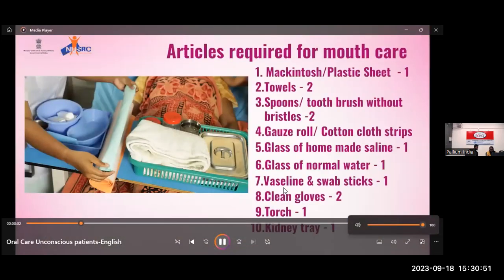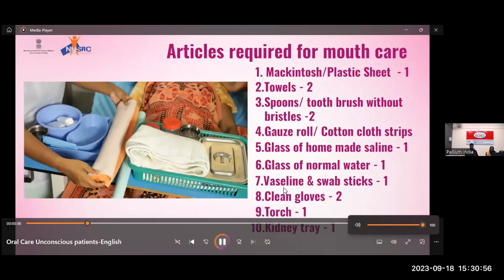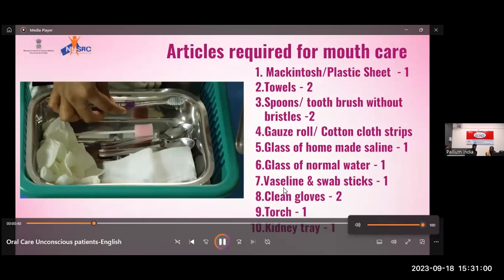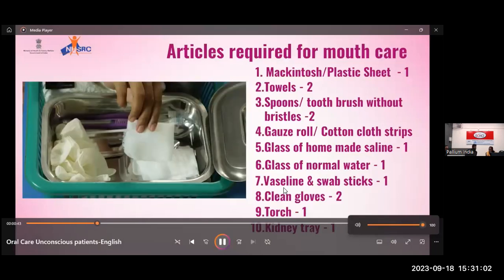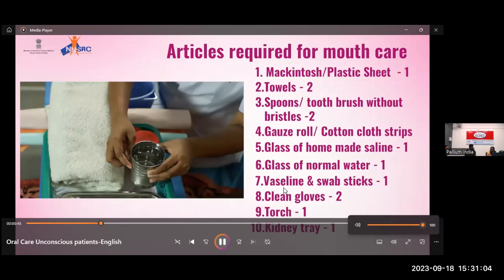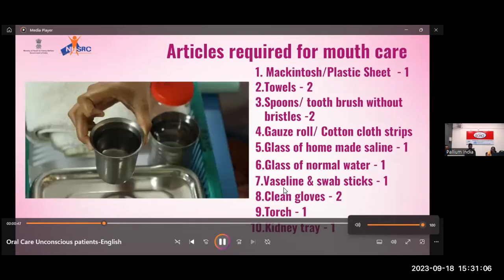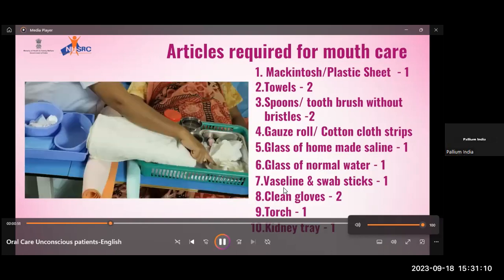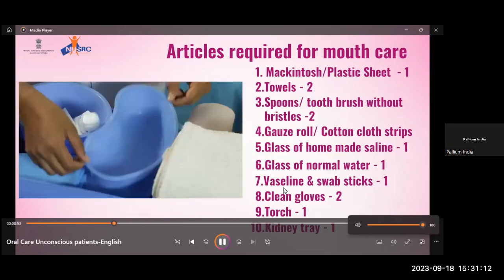Articles required for mouth care. We need one Macintosh or a plastic sheet, two towels, two spoons or toothbrushes without bristles, a gauze roll or cotton cloth strips, a glass of homemade saline, a glass of normal water, Vaseline and swab sticks, a pair of clean gloves, a torch and a kidney tray.